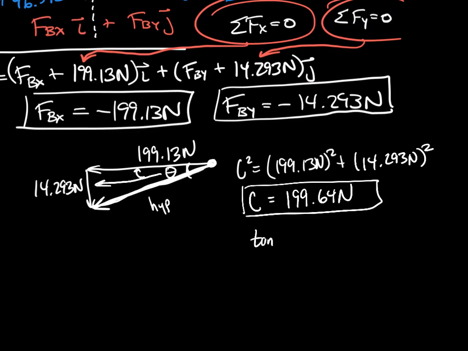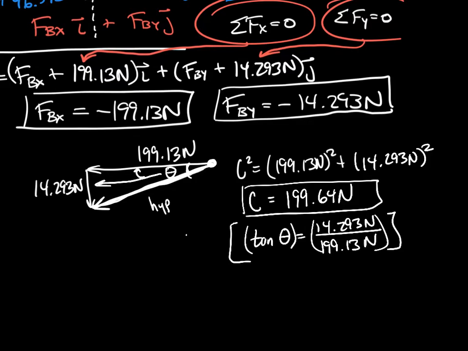So the tangent of theta equals the opposite, 14.293 newtons, divided by the adjacent, 199.13 newtons. Note that we should expect this angle to be very small. So what we're going to do here is to both sides, I'm just going to draw it like this, like I'm doing it to the whole equation. To both sides, you take the inverse tangent.